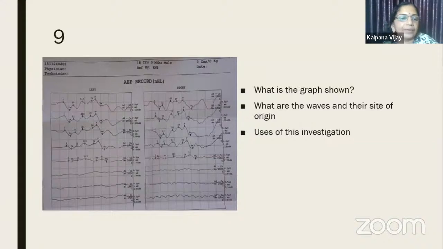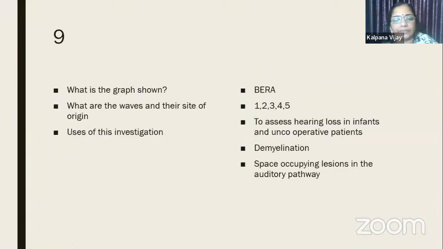So how many waves are there? There are 5 waves. Waves 6 and 7 are not very clear, but the 5 waves will be very clear. So the origin, that is actually we have to learn it. And what are the uses of this investigation?